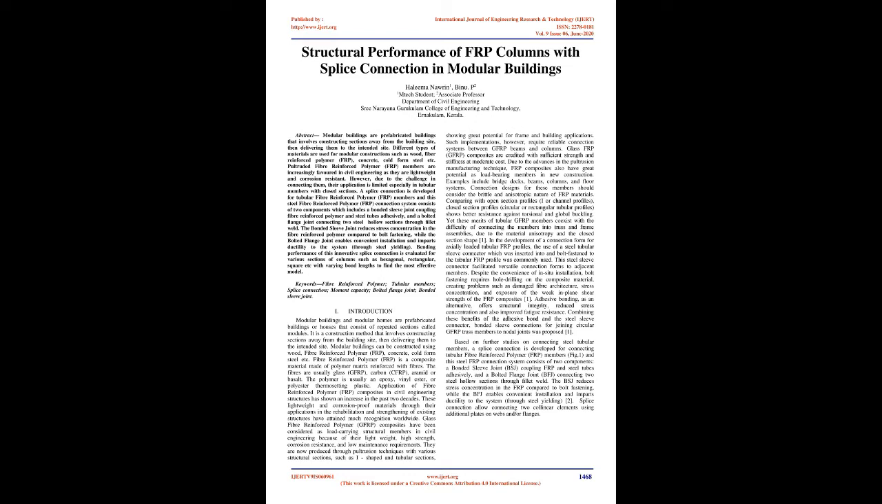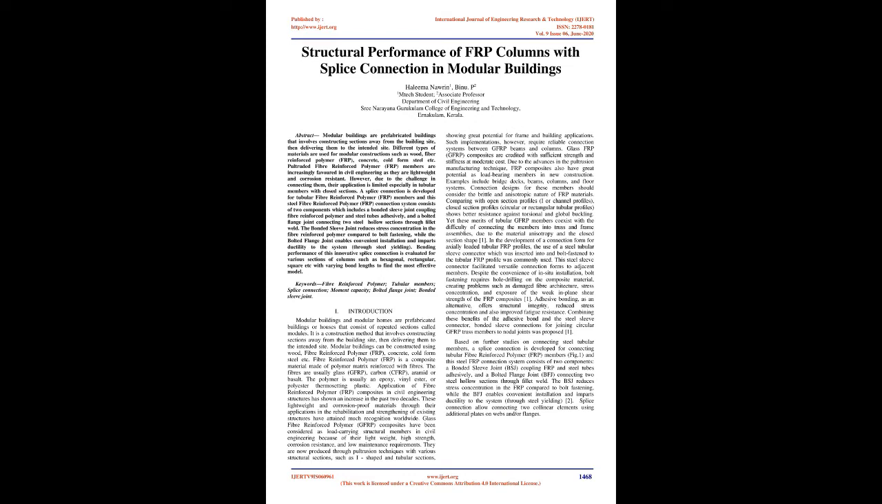Fiber reinforced polymer, FRP, is a composite material made of polymer matrix reinforced with fibers. The fibers are usually glass, GFRP, carbon, CFRP, aramid, or basalt. The polymer is usually an epoxy, vinyl ester, or polyester thermosetting plastic. Application of fiber reinforced polymer, FRP, composites in civil engineering structures has shown an increase in the past 2 decades.